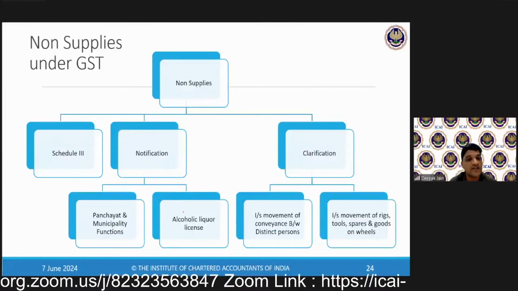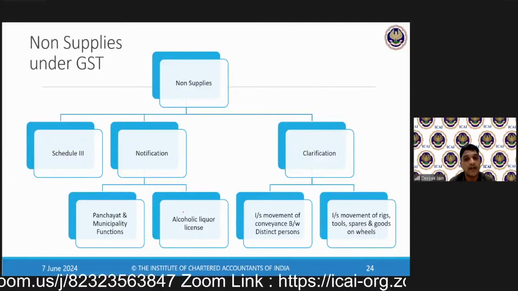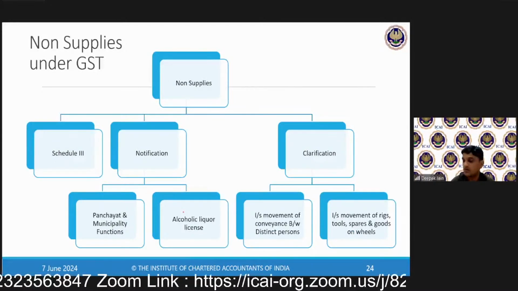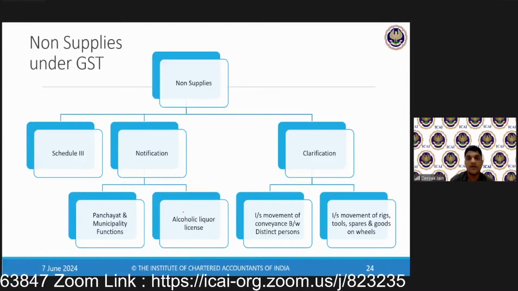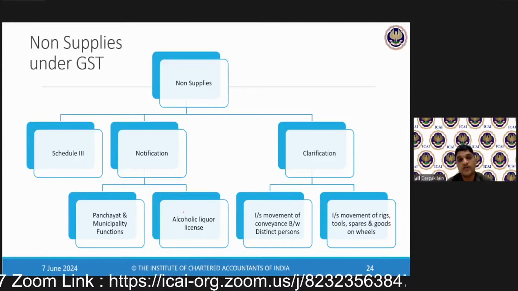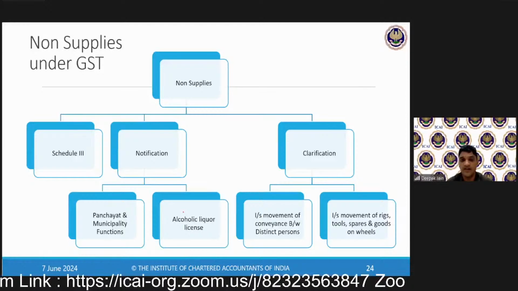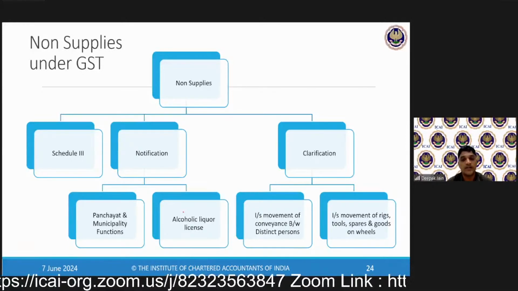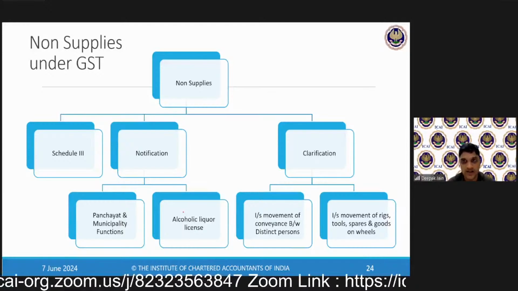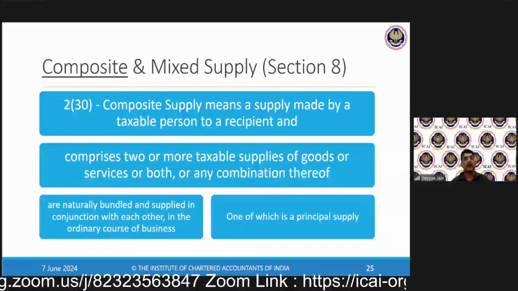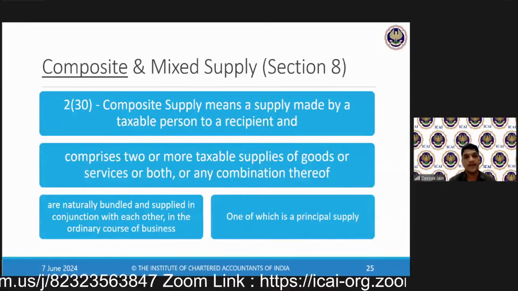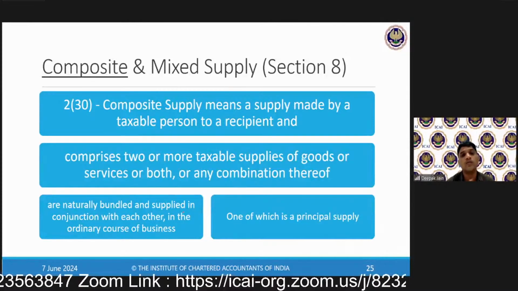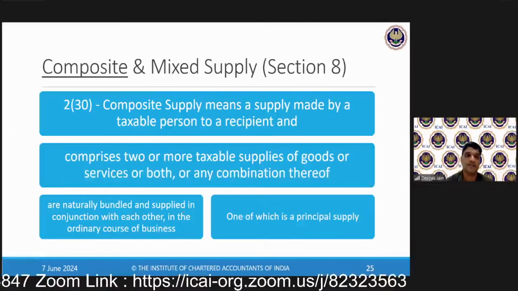Then what is the notification they have given? They have said any panchayat and municipality functions, and also alcoholic liquor licenses given by the government, are outside the scope of GST. What is the clarification they have issued further is that interstate movement of conveyance between distinct persons is out, and interstate movement of rigs, tools, spares, and goods on wheels is also out of GST. Now we have understood the concept of supply, right? Very clearly. Now let us move to the concept of composite and mixed supply.